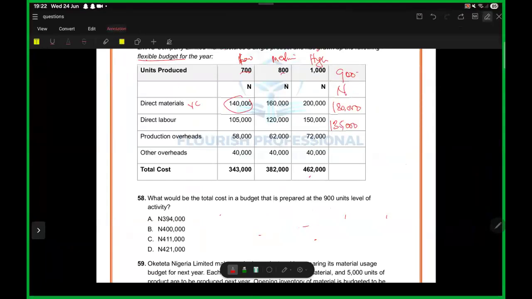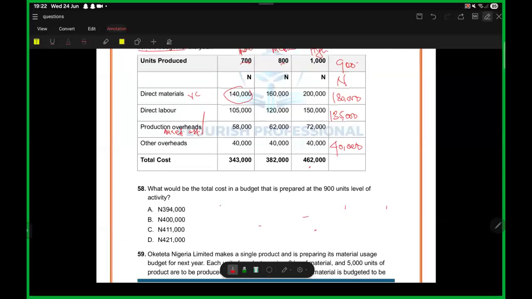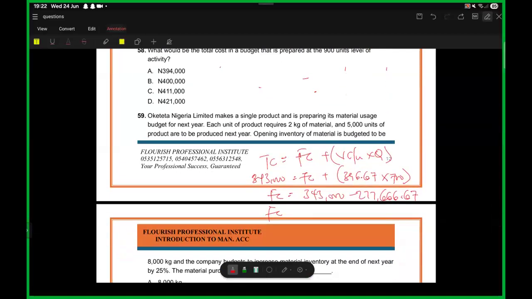Then I can come here to the production overheads, which is called a mixed cost, or what we call a semi-variable cost. With a semi-variable cost, the variable cost changes, so you can't use the same approach for this. And the other overhead here, you could see it is 40,000 throughout. It is the fixed component. So year two is going to be 40,000. But for the production overhead, because the variable costs are not the same, we'll use the high-low method. So that's what we actually solve for it.